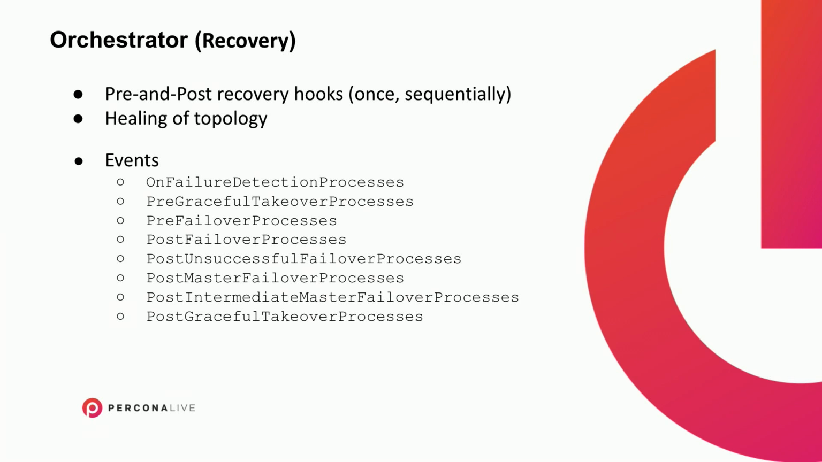So these are the recovery, pre and post recovery hooks. This is executed once sequentially, and these are the events in the orchestrator that can happen at the time of failover. Whenever the failure occurs, the first is the failure detection. If you want any custom scripts to be executed for making some changes, you can add a hook, your custom script, and it will run at that event.